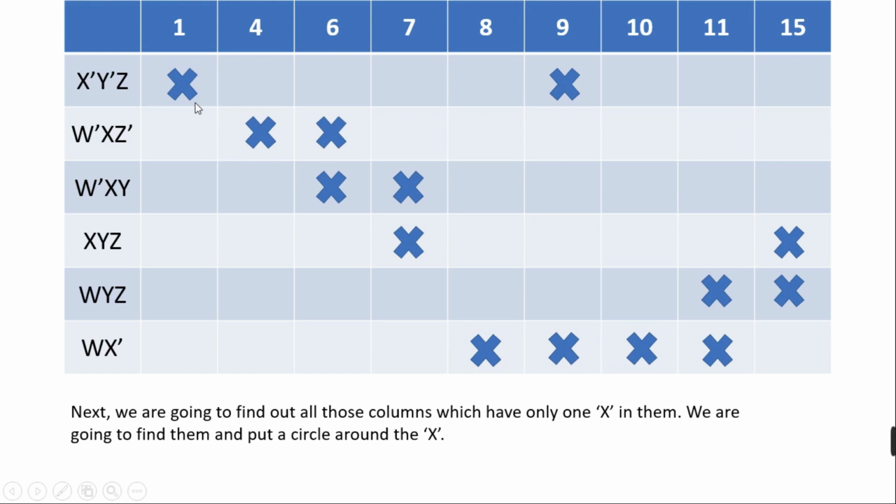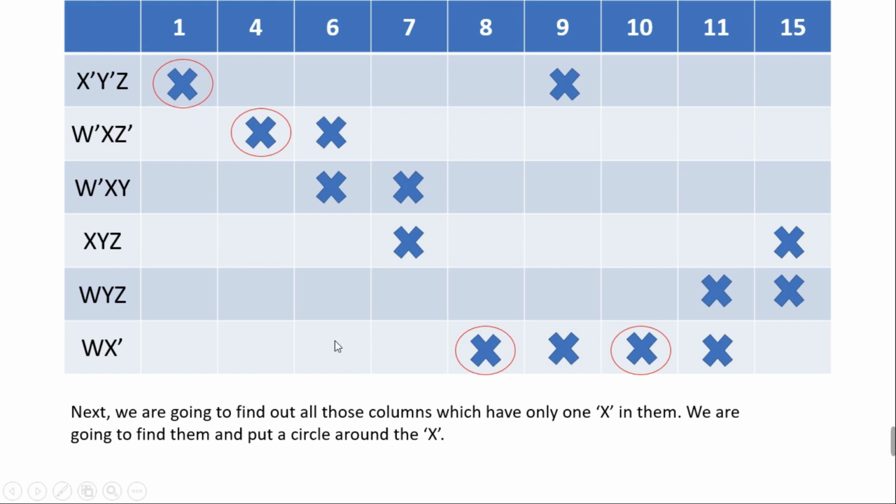Let me roll back. This is the actual table, and I want to find all those columns which have a single X in them. You can see at the first column, the one numbered 1, there is only one X throughout the whole column. That's why I'll put a circle around this X. Same goes for the fourth column. So I have marked all of those X's which are the single one in their specific column by putting a circle around them.